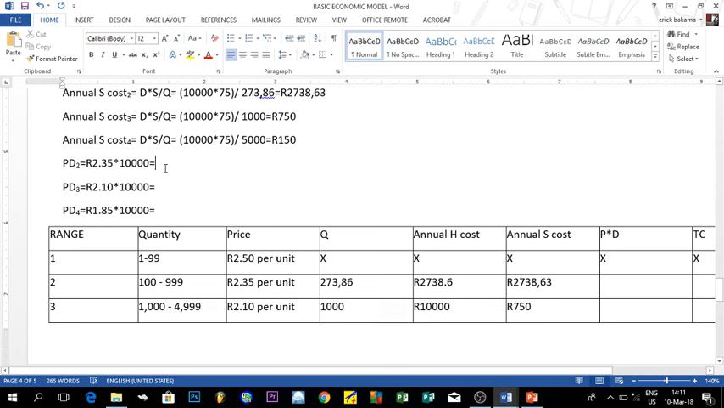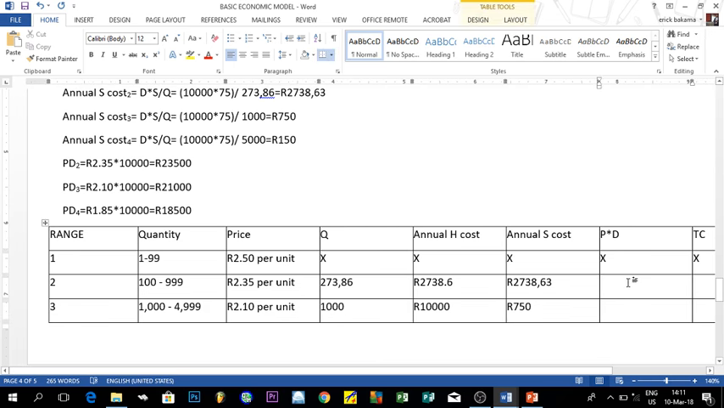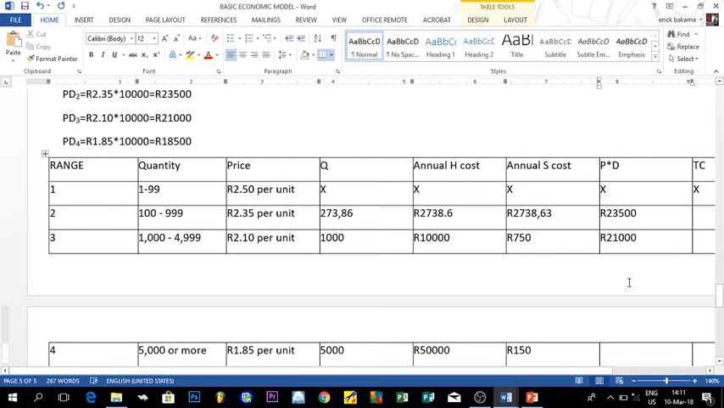So 2.35 times 10,000 gives you 23,500. It's in terms of rand here. And we do the same thing, 2.10 multiplied by 10,000, which gives you 21,000. And then we have 1.85 that we multiply by 10,000, which gives us 18,500. So we got the three PDs. The first one is 23,500. The second one is 21,000. And the third one is 18,500. So these are the three costs that we already got here.